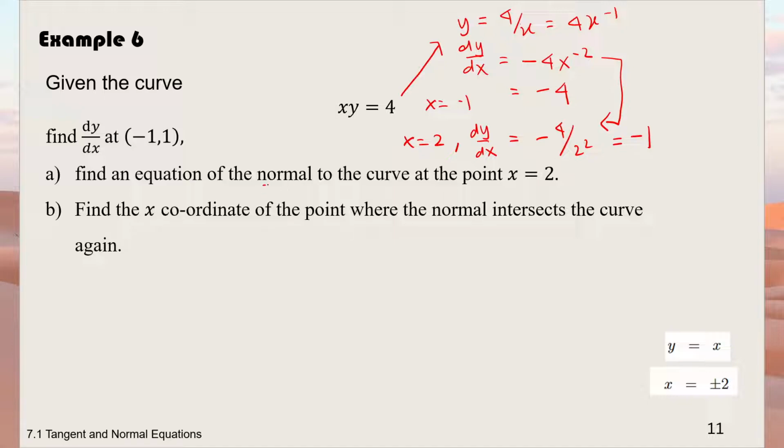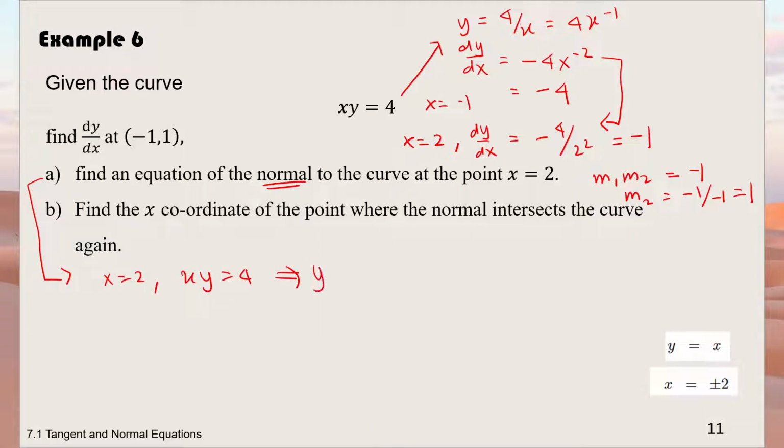And because they are asking us for a normal, my m1 times m2 is negative 1. Since my m1 is negative 1, negative 1 divided by negative 1 is 1. So my m2 equals 1. So now from here, how am I going to solve the problem? When my x equals 2, I have xy equals 4. So I will know that my y actually equals 2.